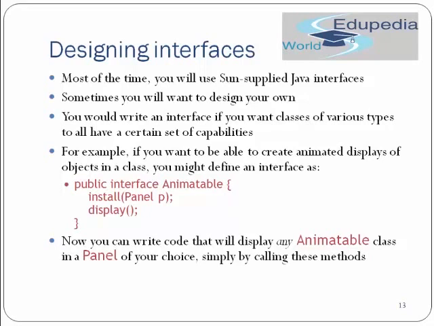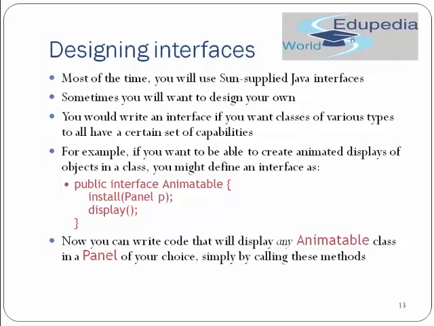Sometimes you will want to design your own. You would write an interface if you want classes of various types to have a certain set of capabilities. There are various types of classes and they do have some set of capabilities. Although the functionality could be different, the kind of work they are doing is the same, like draw. Each and every class is doing a draw, but what it is drawing is entirely different and dependent on the concrete class. But they have a set of capabilities, like they can draw or they can paint. So these are sets of capabilities. Then you define an interface.